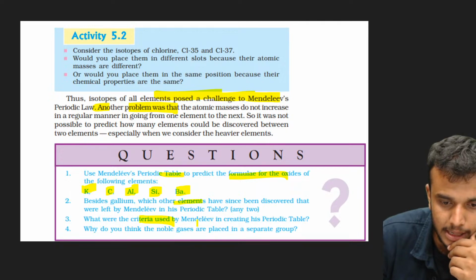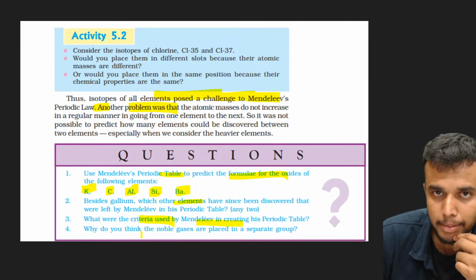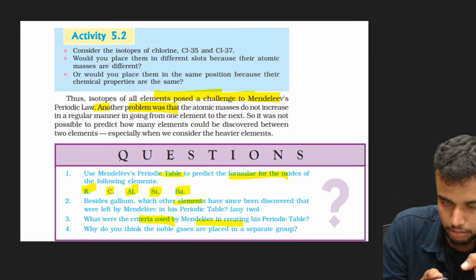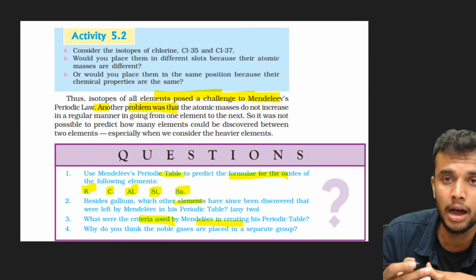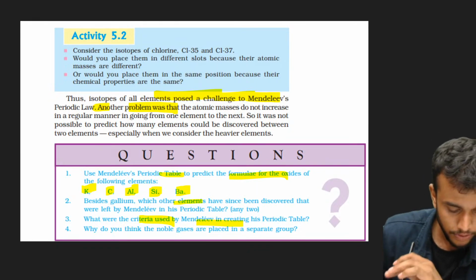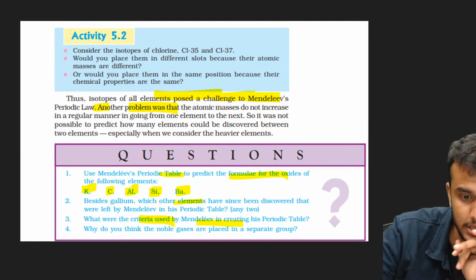While creating his periodic table, he used physical properties. He compared atomic masses. He took some cards, wrote each element's physical and chemical properties on them, and posted them on the wall. Okay, my dear students, this is about Mendeleev's law.